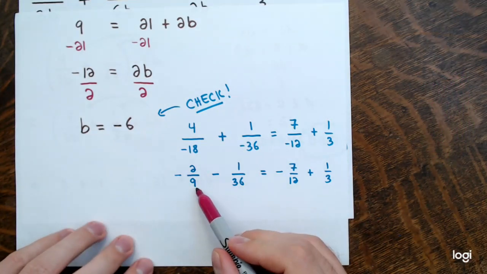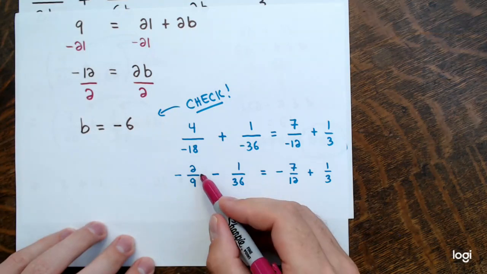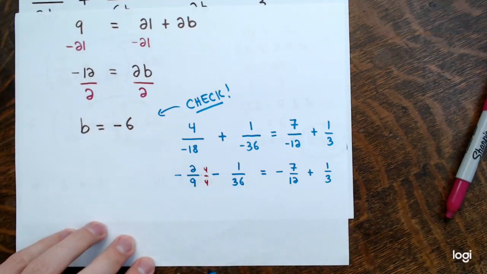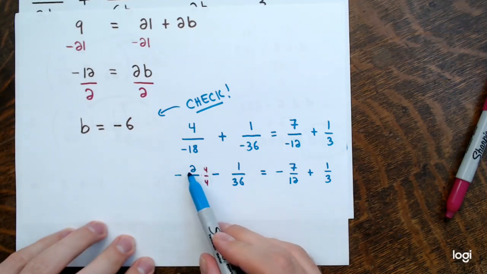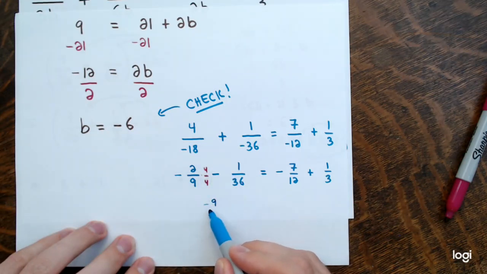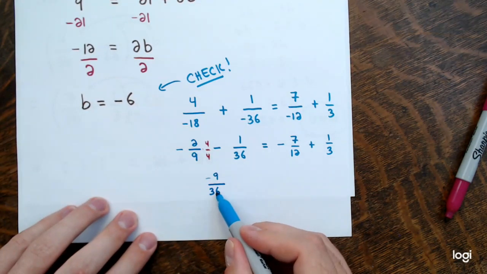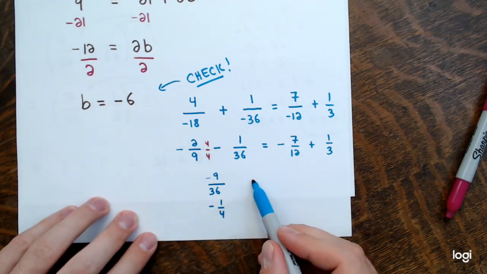The least common denominator on this side would be 36. I would just have to multiply this fraction by 4 over 4, right, 4 in the numerator, 4 in the denominator. So I'm just going to skip to the end here. This would be negative 2 times 4, negative 8, minus 1 in the numerator, negative 9 in the numerator, and 36 in the denominator. And then 9 goes into 36 4 times. That's negative 1/4. All right, so this side is equal to negative 1/4.